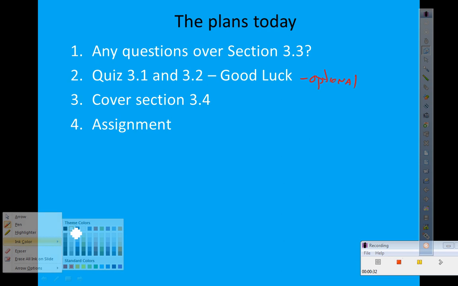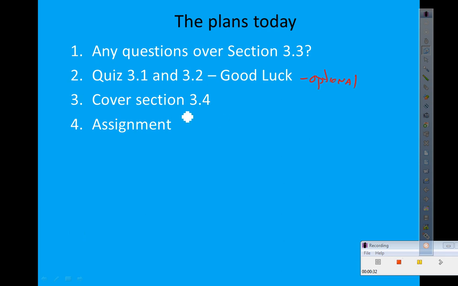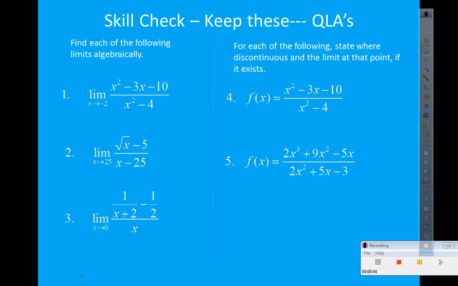So let me get some ink color here that I like. So there's a skill check on there. Then I'm going to cover section 3.4, which is very, very similar to what we did last time. And your assignment is going to be on the last slide of this, but it's out of the book. But here's the optional skill check. It's what your quiz will look like.